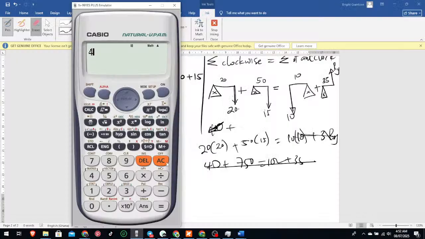Machine is slow. 400 plus 750. Before you went, we didn't get the part. You wrote the 20 bracket 20 plus 50 bracket 15. You are just multiplying force and distance, force and distance, force and distance. Ah, okay. Okay.